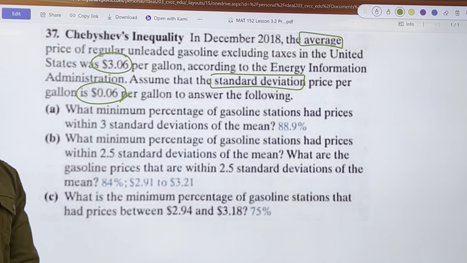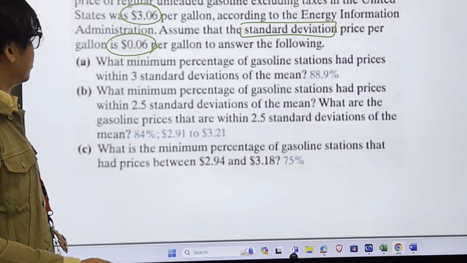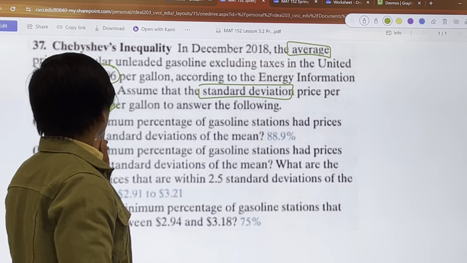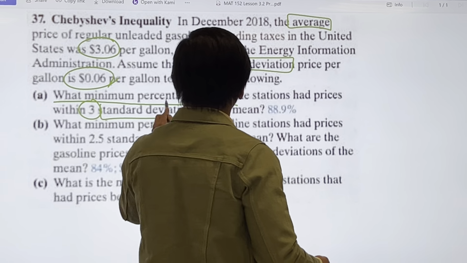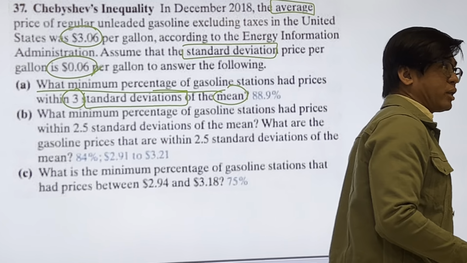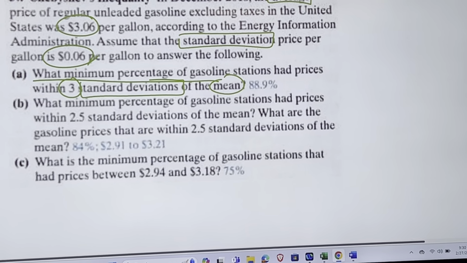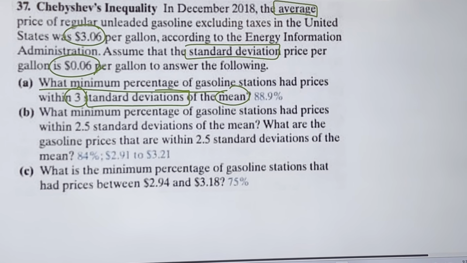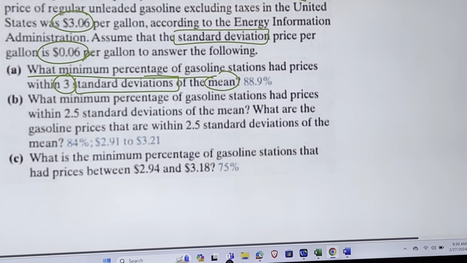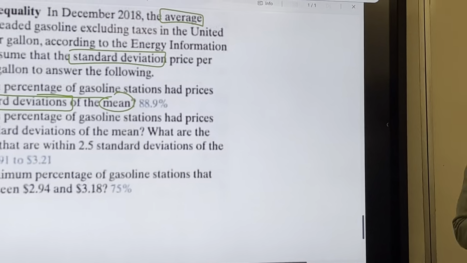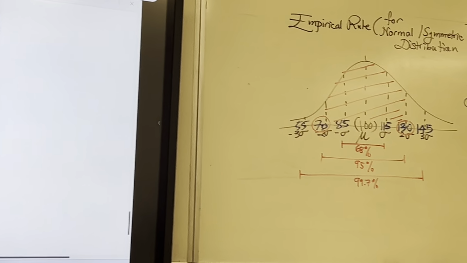Now, how do we analyze this one? Let's read letter A. Jordy, let's read letter A. What minimum percentage of gasoline stations have prices within 3 standard deviations of the mean? Once again, take note of this: it doesn't mention that this is normally distributed. So who knows? It can be skewed left or right, or it can be a uniform distribution. It didn't say that this is a normal distribution. Now, let's analyze that one.